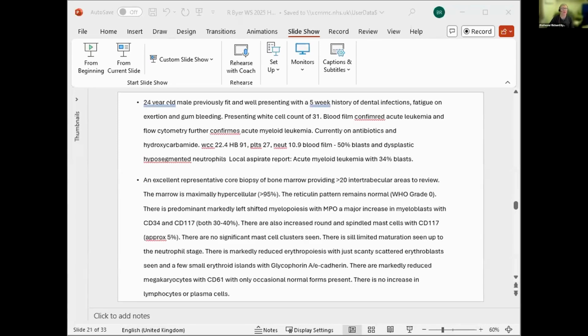Right, case 4, 24-year-old male, previously fit and well, 5-week history of infections, fatigue, gum bleeding, and a high white cell count. So the diagnosis, you pretty much don't need to look at the slide to see. This is an acute leukemia, rapid onset, and there we have an example of how we would write the report. So let's look at the slides.